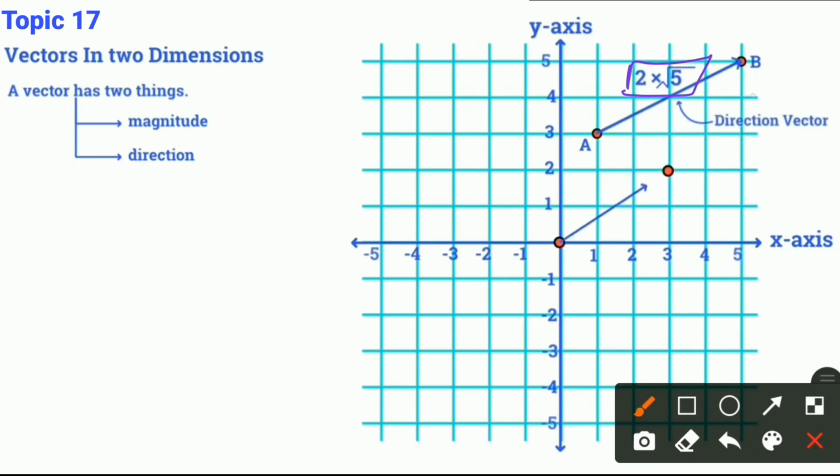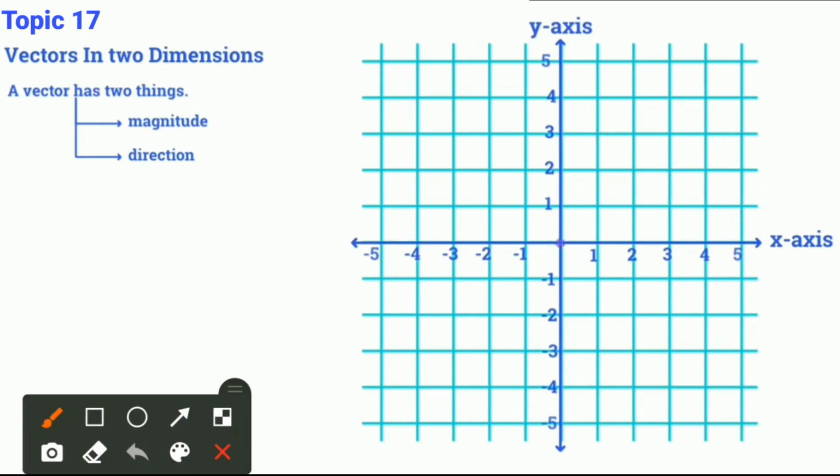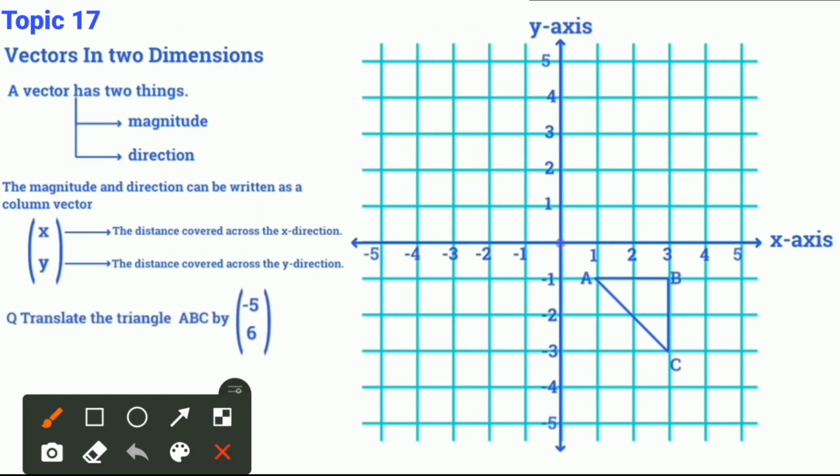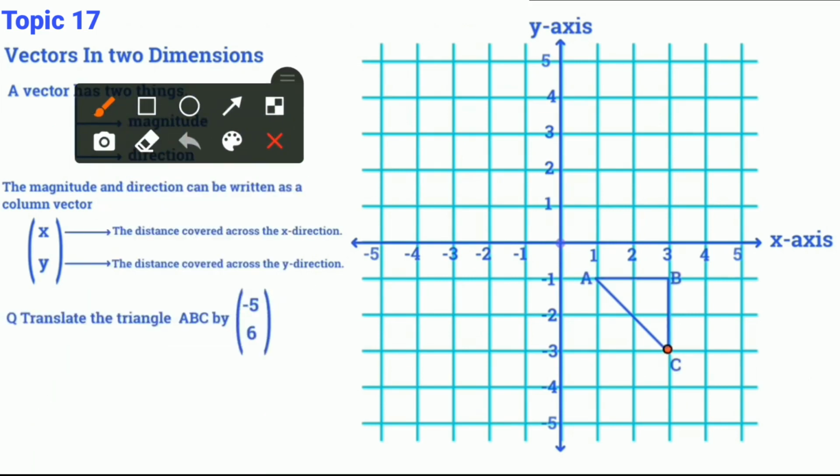The direction is a direction vector, but if anything starts from the origin, it will be known as the position vector, OP. The magnitude and direction can be written as a column vector. This is how you write the column vector, and you can also use a column vector for translating, for example translate the triangle ABC by this.